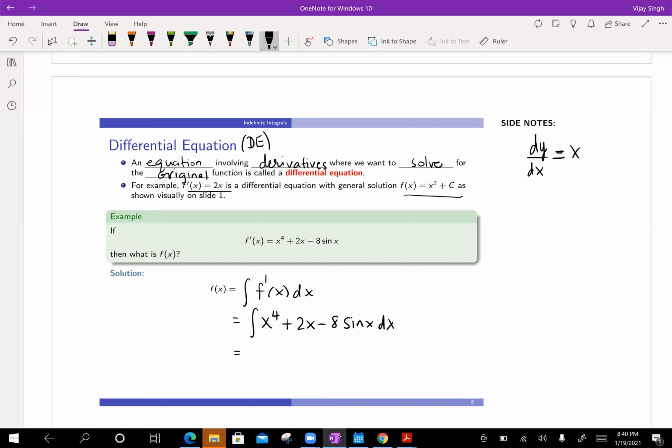Now we'll compute each one of them. So what is the integral of x to the 4? The integral of x to the 4 is x to the 4 plus 1, 5, over 5. Again, a consequence of what? A consequence of the power rule. Derivative of x squared is 2x, so the integral of 2x is going to be x squared. Minus 8, the integral of sine x is minus cosine x. So we get plus 8 cosine x plus c. So this is the solution to this equation.